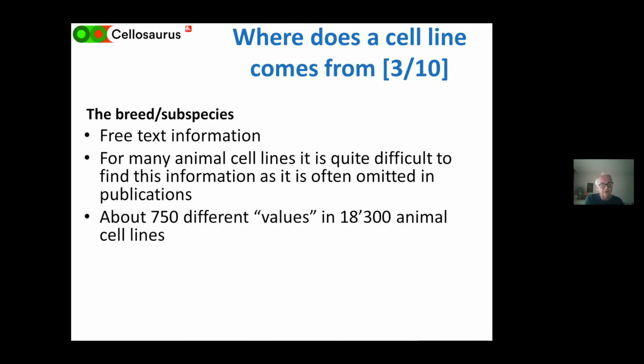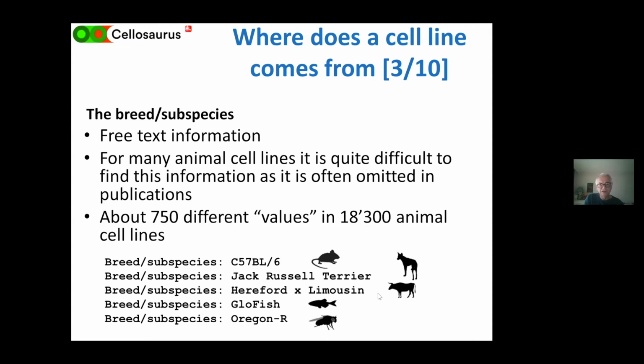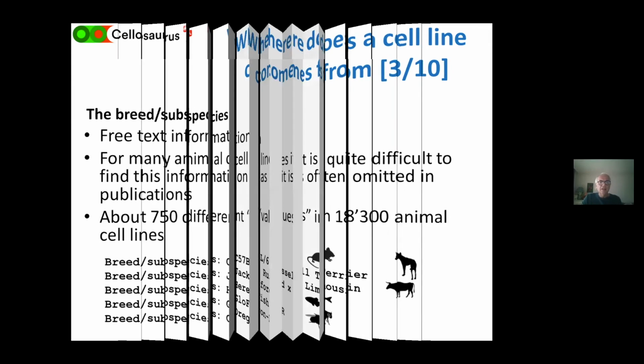We have about 750 different values for 18,300 different animal cell lines. Here are some examples. And those examples come from different species. You recognize a mouse strain name, a breed of dog, a crossing of 2 breeds of beef, a zebrafish strain, and a Drosophila strain.